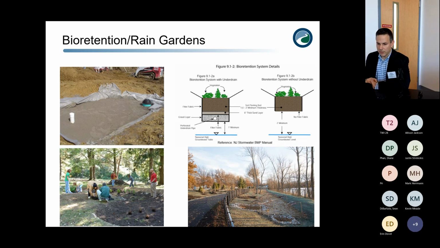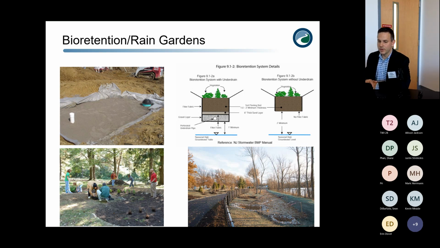I then wanted to switch gears here to bioretention systems and rain gardens. These systems are one of the more effective and versatile options that we have in our toolbox in order to provide high treatment efficiencies and allow for that infiltration component. And on this slide, I have several pictures of examples of bioretention systems going in at different phases of construction.